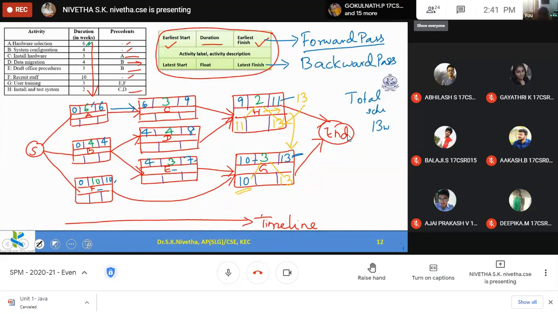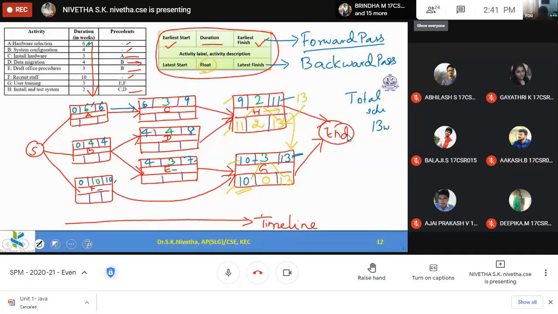Now the float value between these, this float value we have to fill up. That is earliest start and latest start. What is the difference? Latest start minus early start. So 11 minus 9 becomes 2 here. Float value gives us a cushion period for which we can delay the activity. Delay the activity, not the total project, only the activity. So for this, 10 minus 10, float becomes 0.